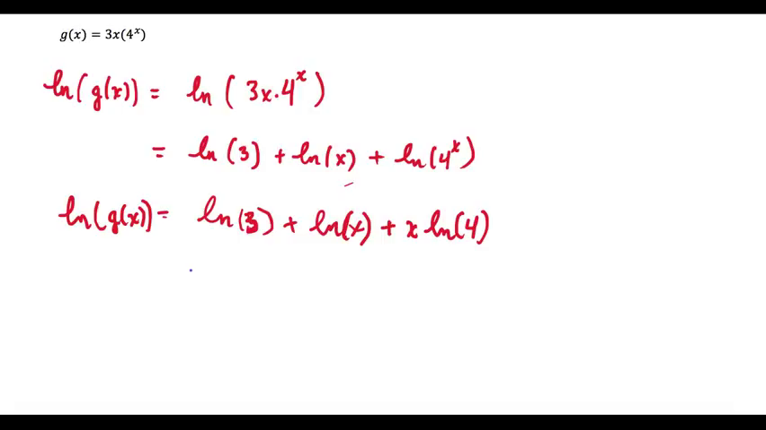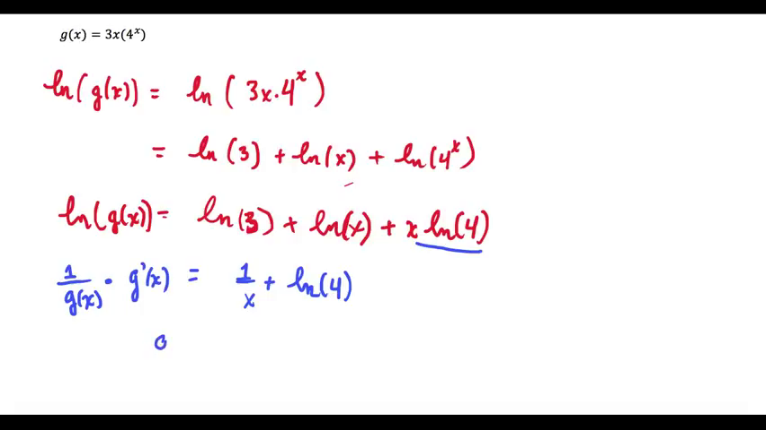So the derivative, let's start with the right-hand side here. Natural log of 3 is a constant, so that derivative is just 0. The derivative of natural log of x is 1 over x. And then this right here is also a constant times x. So the derivative of that is just the natural log of 4. And on the left side, we have 1 over g of x, times the derivative of the inside function, which is g prime. And then, of course, to finish the problem, we're going to solve and get g prime by itself.